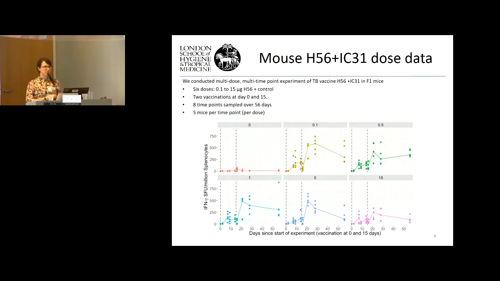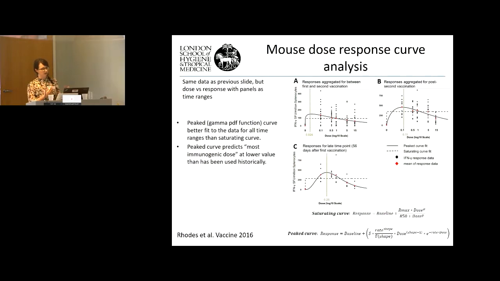For the first piece of work, we looked at the data from another angle: how the dose response curve looked, with time as the separate panels. We fit a saturating curve and a peaked curve, which was a gamma PDF function, to the data sets for 3 different time points, and found that the peaked curve better described the dose response. Using this peaked curve, we could then predict what we thought the best dose would be.